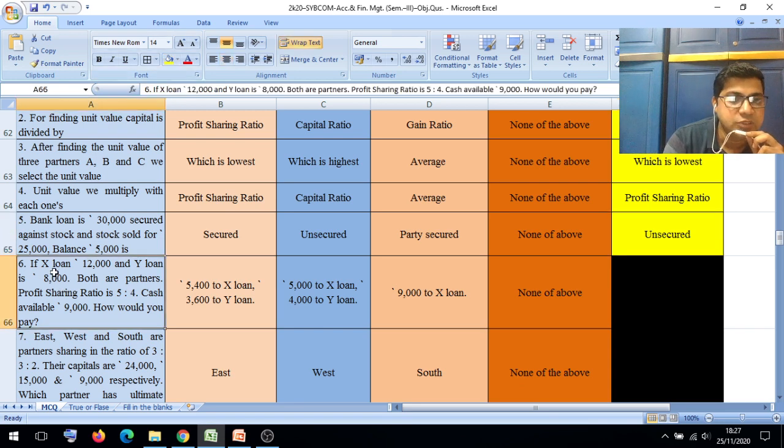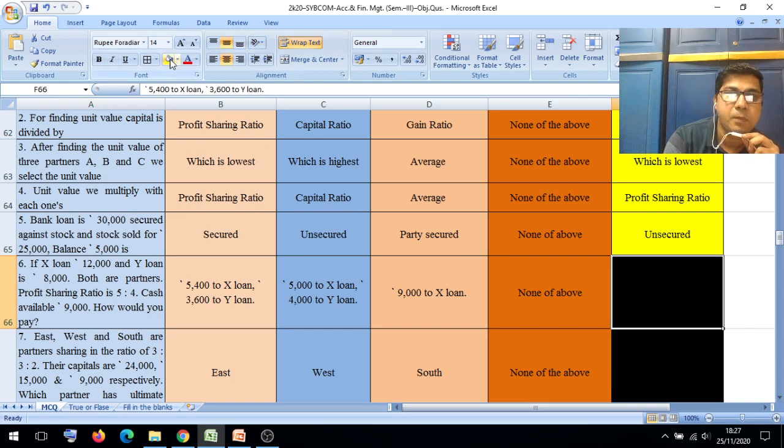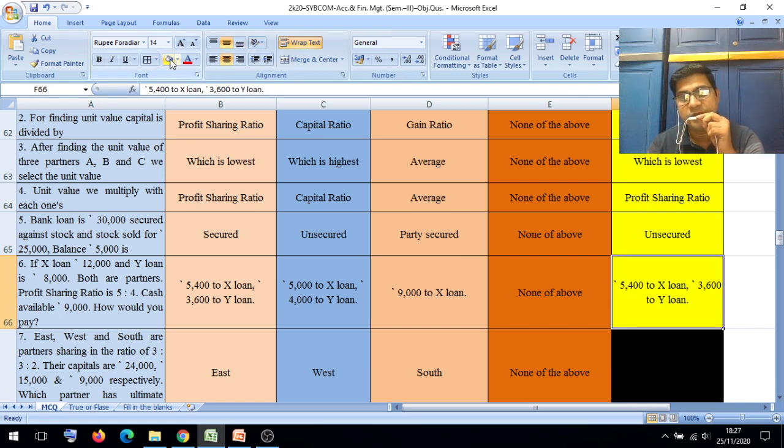If X's loan is 12,000 and Y's loan is rupees 8,000, both are partners. Profit sharing ratio is 5:4. Cash available is rupees 9,000. How would you pay? The answer is rupees 5,400 to X's loan and rupees 3,600 to Y's loan.